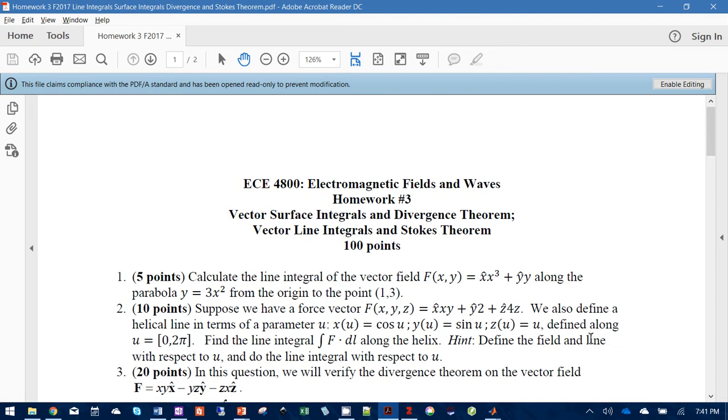This x cubed is just the value of the vector field. This tells you how strong the vector field is, but you're integrating along this line, y equals 3x squared.